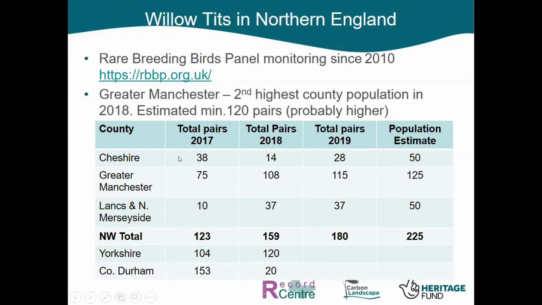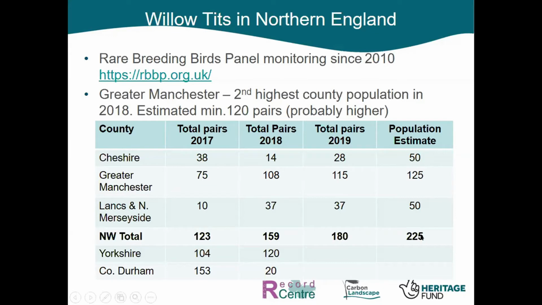So, Cheshire, we're looking at about 50 pairs, we reckon. Greater Manchester's about 125 pairs, which is interesting because Greater Manchester is obviously a much smaller county than Cheshire, but it's primarily due to all the brownfield sites that we have, the former coal mining sites, like the Wigan Flashes and Amberswood Common, which are really good for willow tits. And then Lancashire and Merseyside combined, it's a similar sort of figure to Cheshire.